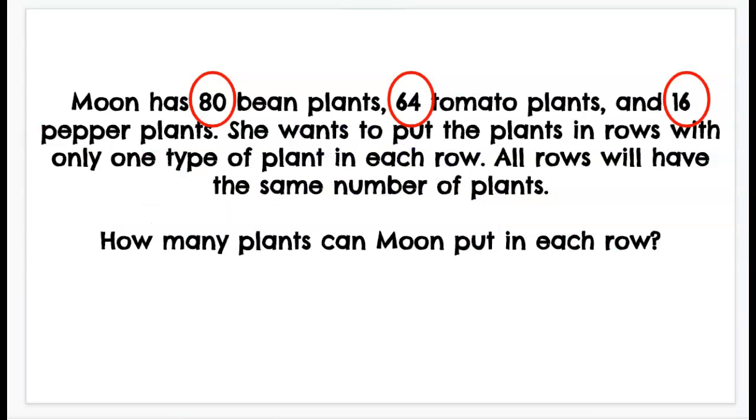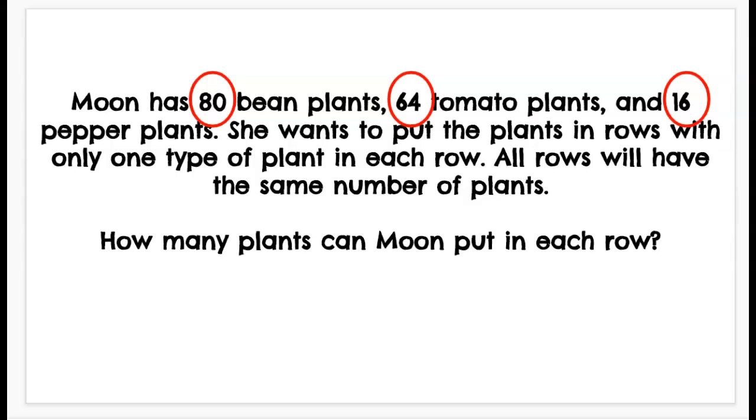Let's take a look. Moon has 80 bean plants, 64 tomato plants, and 16 pepper plants. She wants to put the plants in rows with only one type of plant in each row. All rows will have the same number of plants. How many plants can Moon put in each row?